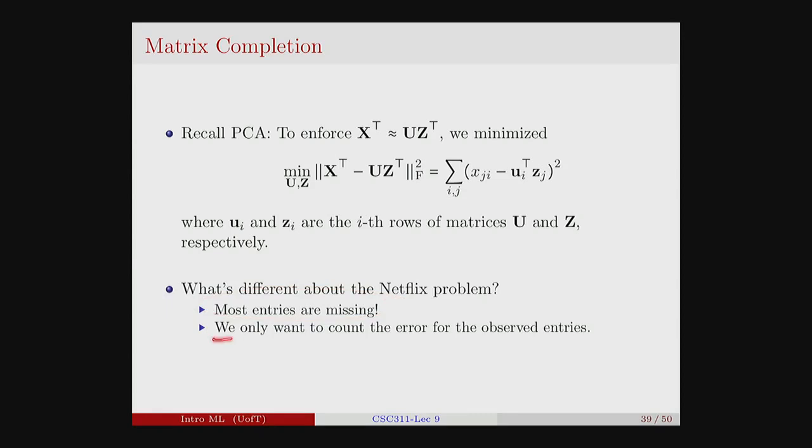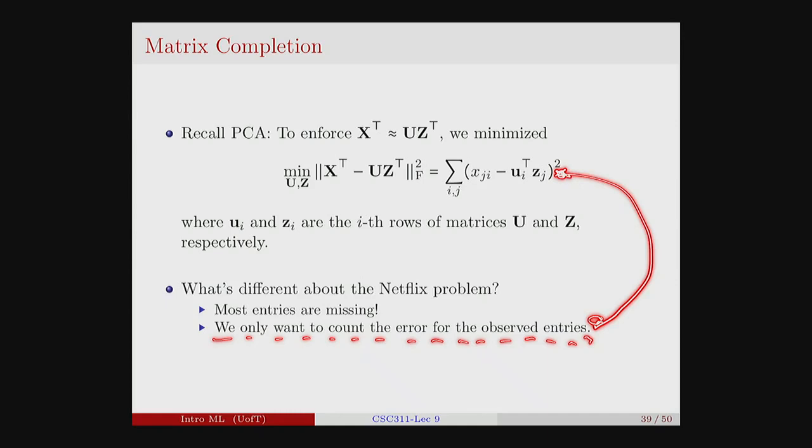The idea that we're going to use is that we only want to count the error in terms of this Frobenius norm for the entries that we do observe. What does that mean? So let's think about the intuition for this loss function.